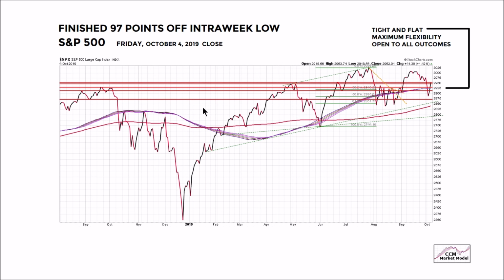If you looked at a weekly chart this week, you might have thought not much happened. Not really true. The S&P 500 closed Friday 97 points off the intra-week low. This moving average cluster here, this is a tight and flat moving average cluster. Price has recently moved below it and then back above it. This look here is telling us to keep an open mind about a big move in either direction.